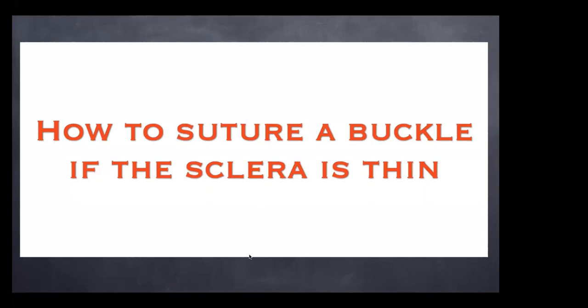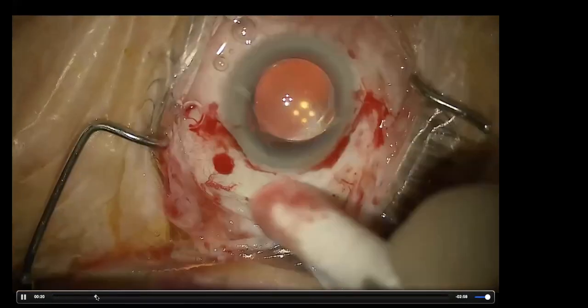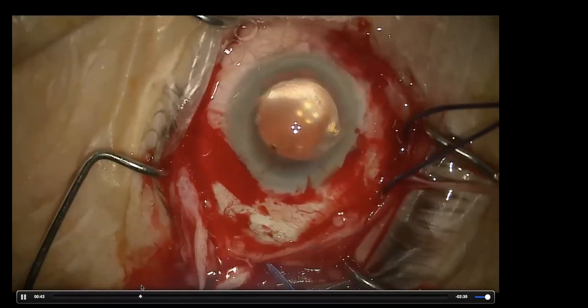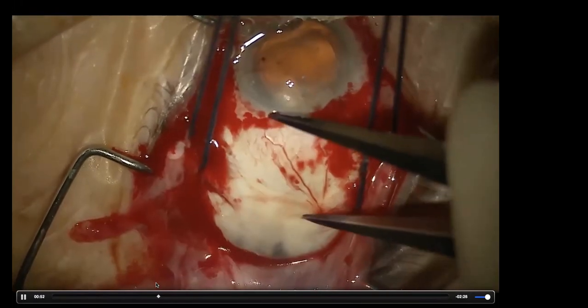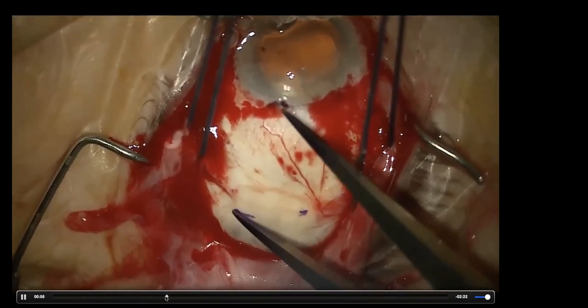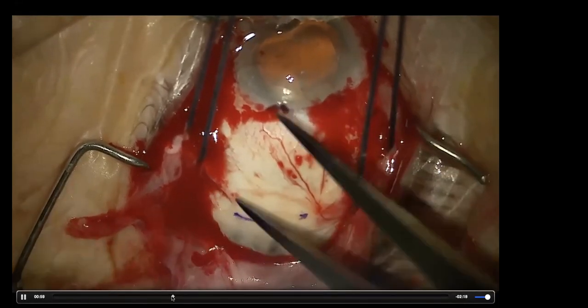So someone always asks me what to do if the sclera is very thin. In this case, I want to show you that I open, and after isolating the muscles, I found out that I had some blue sclera exactly where I was supposed to place the buckle. So I did not feel comfortable in placing the buckle with that sclera.